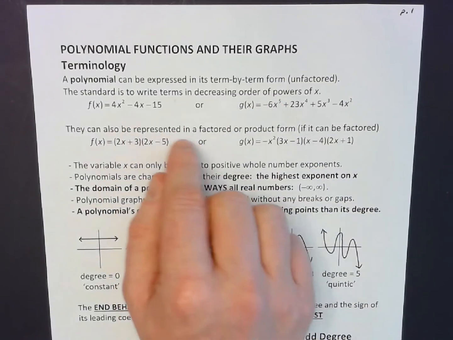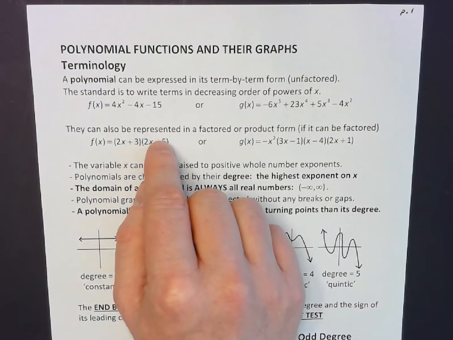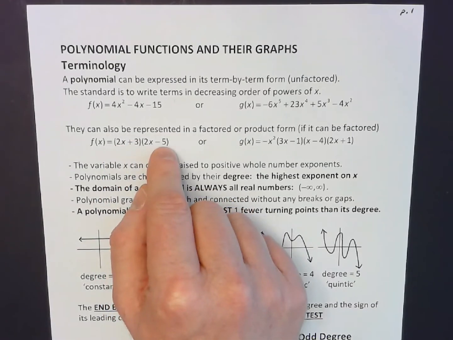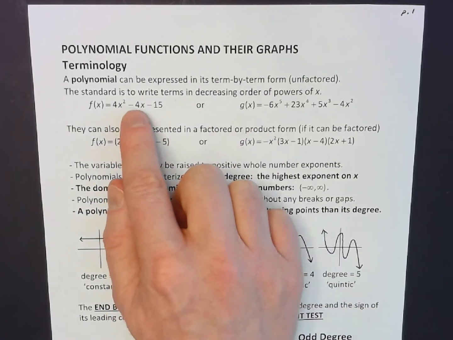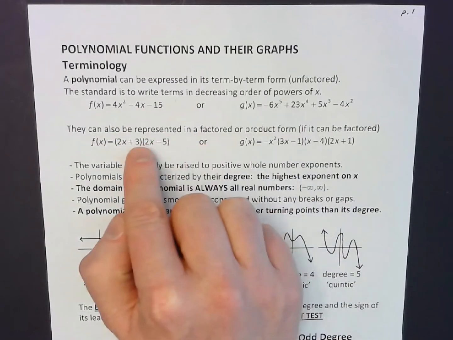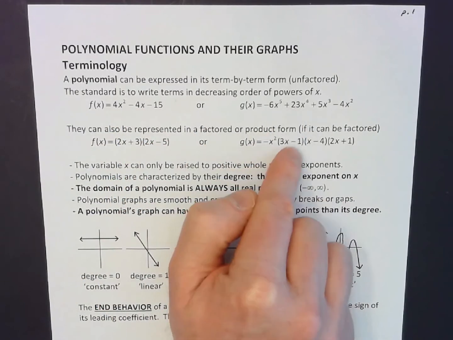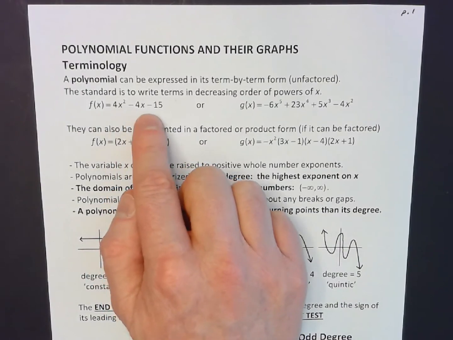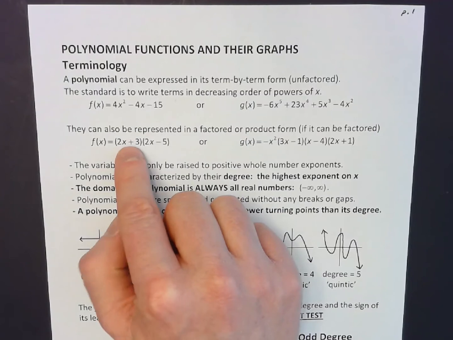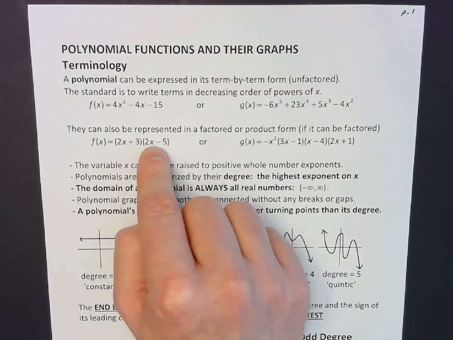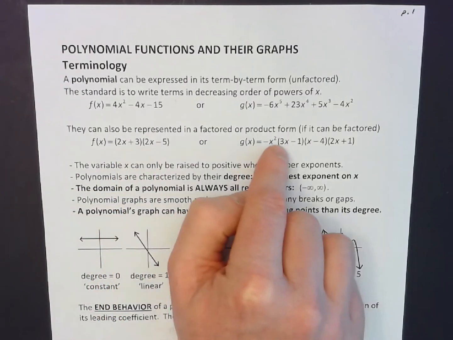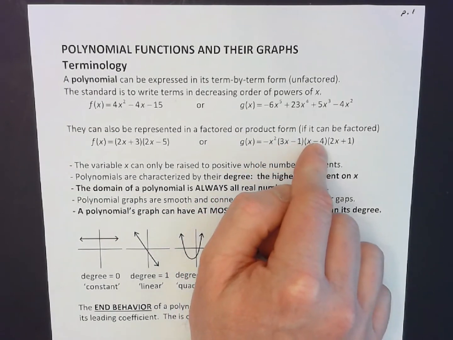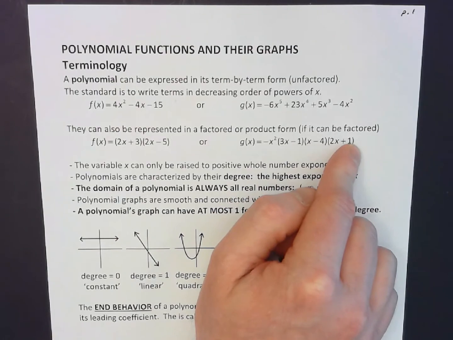Now, in both of these problems, we could also represent them in factored form. The factored form actually tells us a lot more information than the non-factored form. These two problems that I put up here actually factor to these two expressions. Here I can see that this expression 4x squared minus 4x minus 15 has factors of 2x plus 3 and 2x minus 5. And the second one has factors of negative x squared times 3x minus 1 times x minus 4 times 2x plus 1.